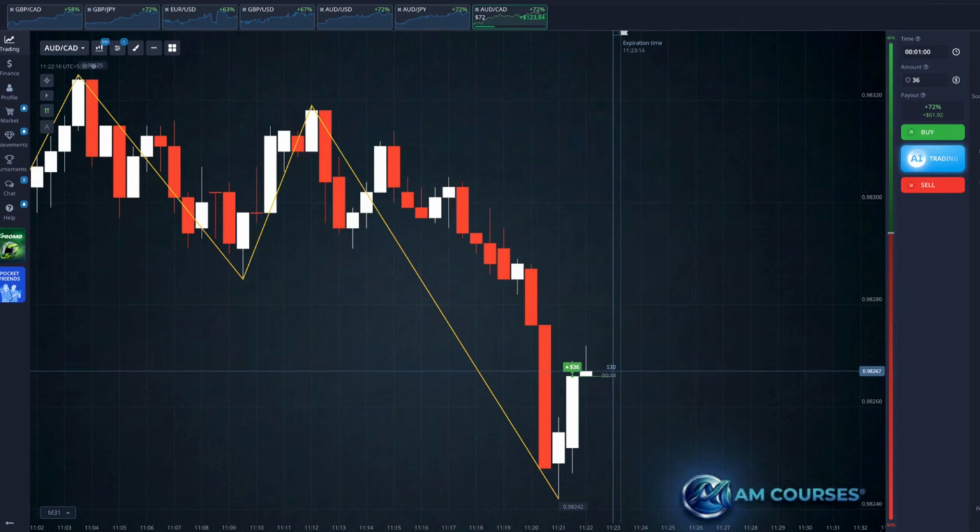And here's something important to understand about this indicator. ZigZag doesn't predict where price is going next. It confirms what price has already done. That confirmation is exactly what makes it powerful for our entries.